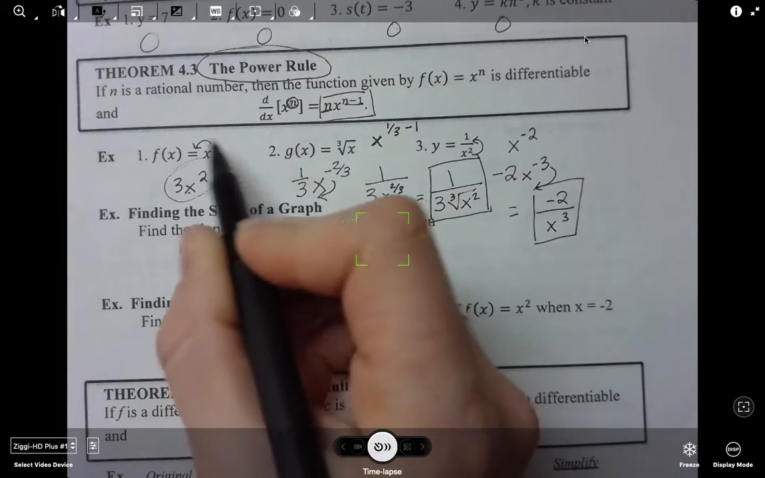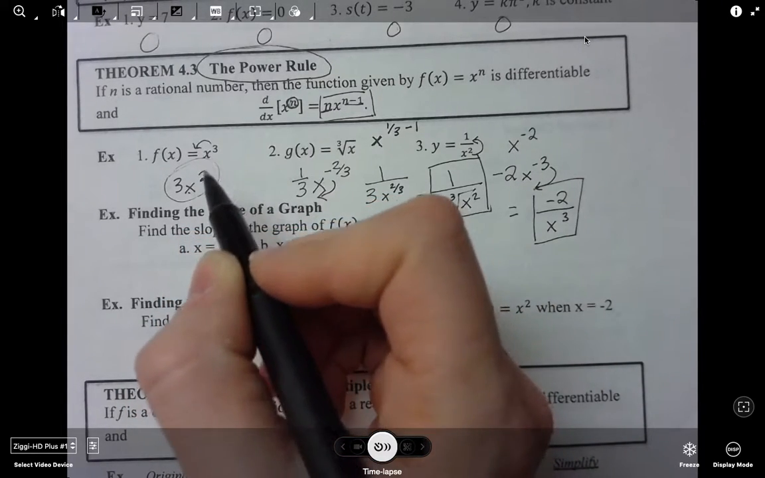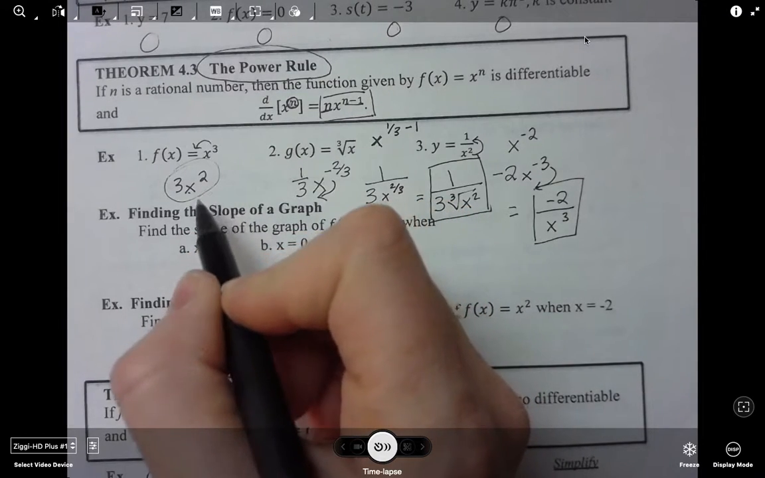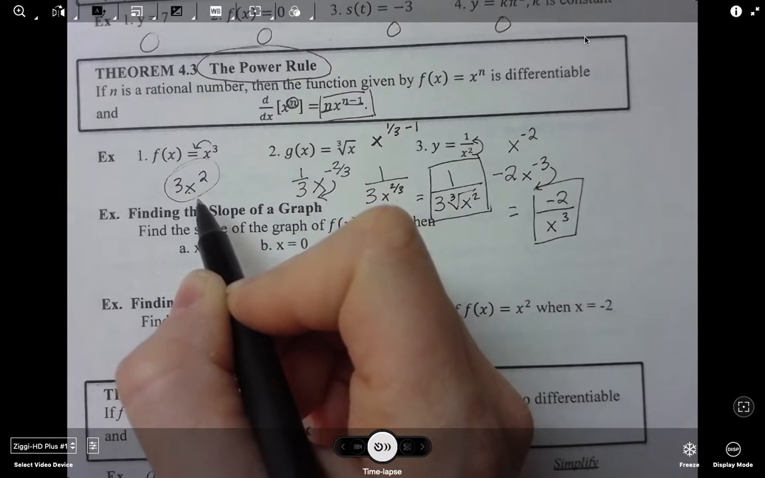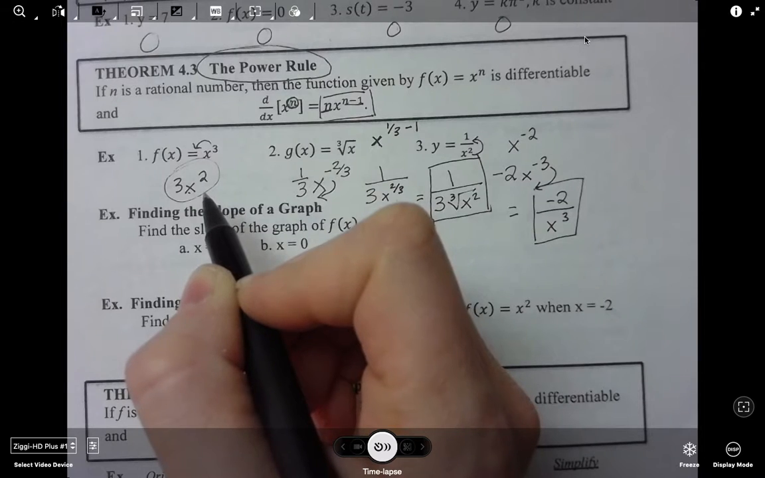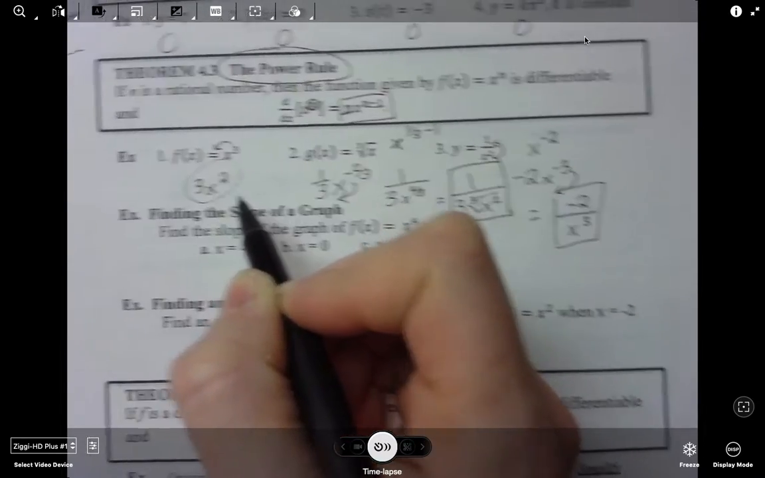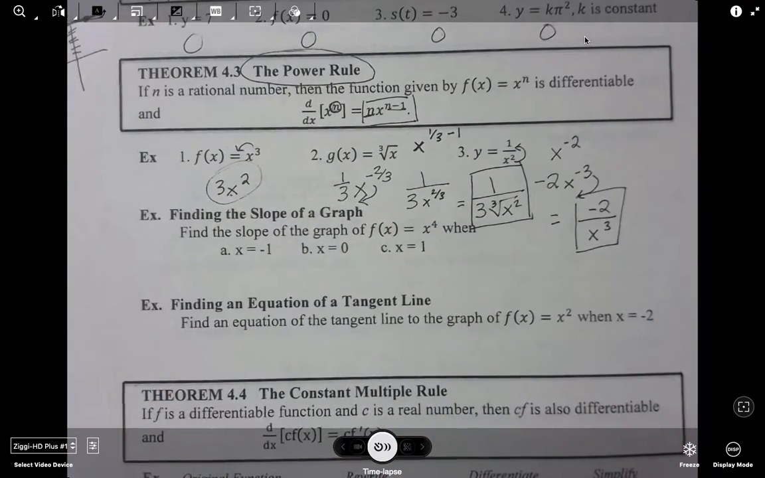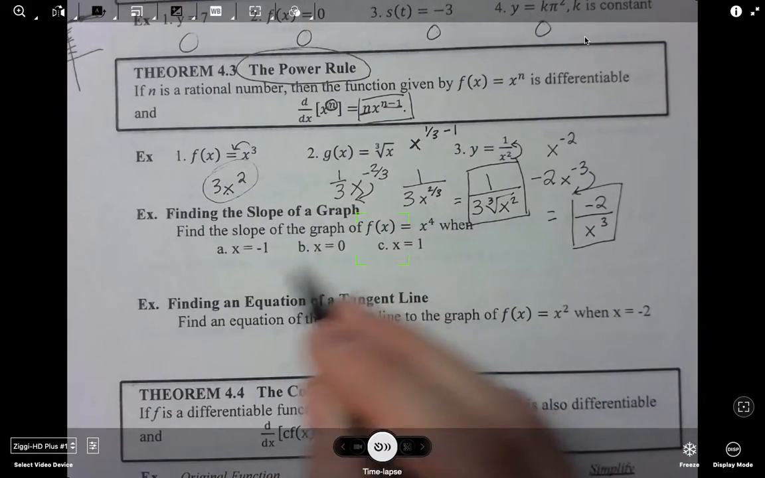If I'm looking at the graph of x to the 3rd power, I need to find the derivative of, or the slope of the tangent line, but they have to tell me what point I'm looking at or what place on the graph I'm looking at before I can find that exact slope, okay? We're going to illustrate that down here in this example.